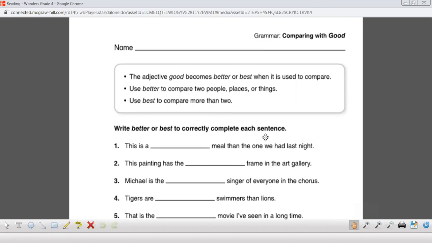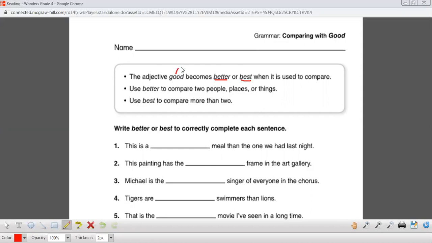Comparing with good. Good, as you may know, is an adjective, and when we compare it, we have two options: better and best. Better is for comparing two things, or two items, or two people, or two groups, and best is when we compare one thing to more than one option.